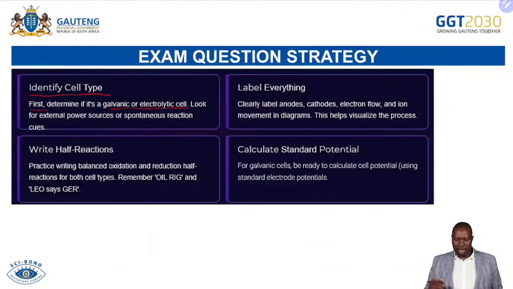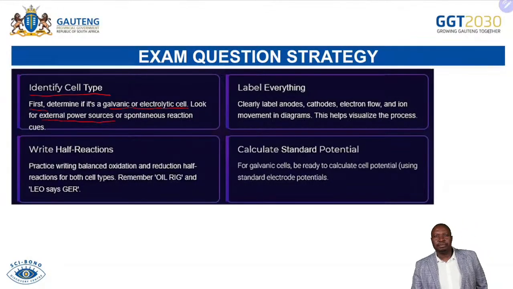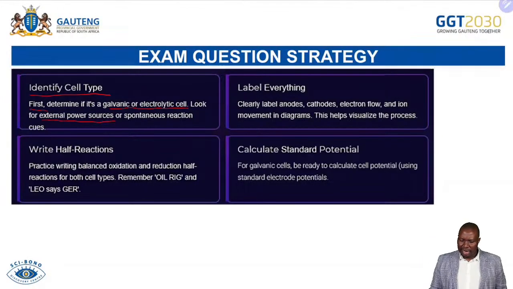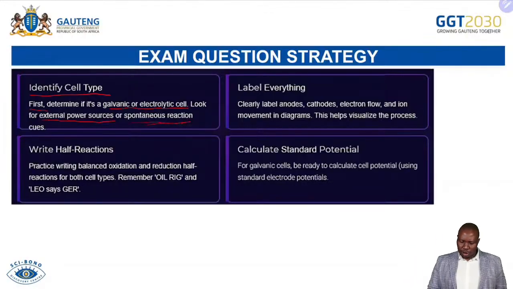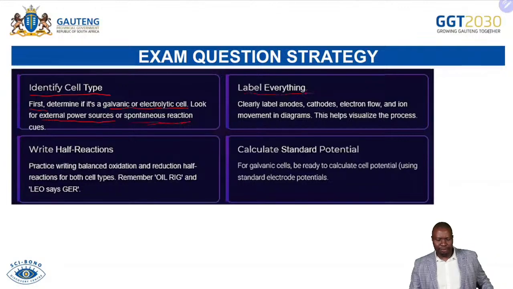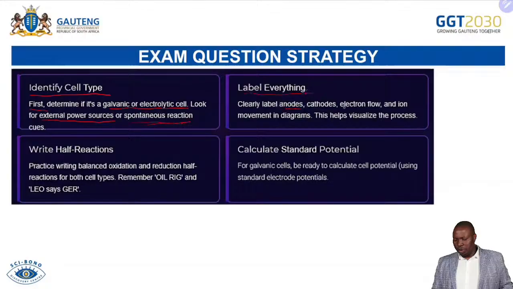Remember, how will I know, sir? You will definitely know if we have an external power source, you know that is a non-spontaneous cell. And if it's spontaneous, look for things that will show that this is a spontaneous cell. So you must first say, is it galvanic or electrolytic? Number 2, you must label everything. Clearly, you must say which one is the anode, which one is the cathode. You know electrons always flow from A to C, so you must know that electrons are moving from anode to cathode.